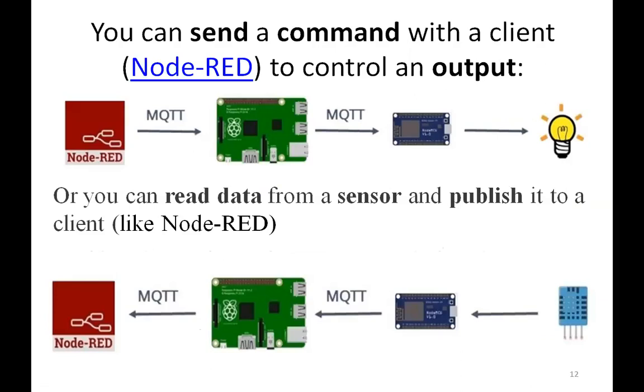Here you can have an example, like Node-RED, which is a client that will be sending data. The data you are sending is to switch the light on or off, so it will send the data and control the light. Similarly, data can be sent from the MQTT server to the device. Now from the device, it is sending data like temperature. The device which is sensing temperature will be sending data to Node-RED, so accordingly you can sense the temperature.